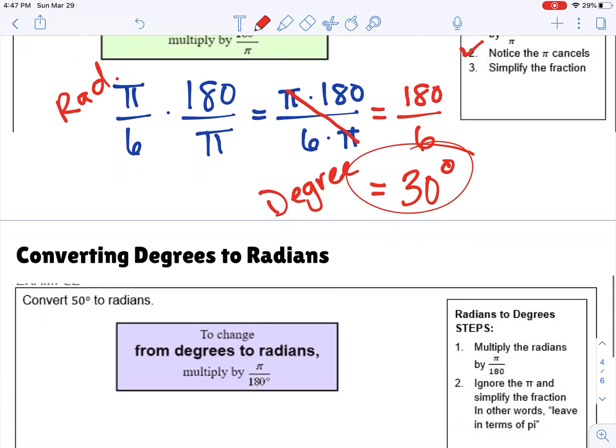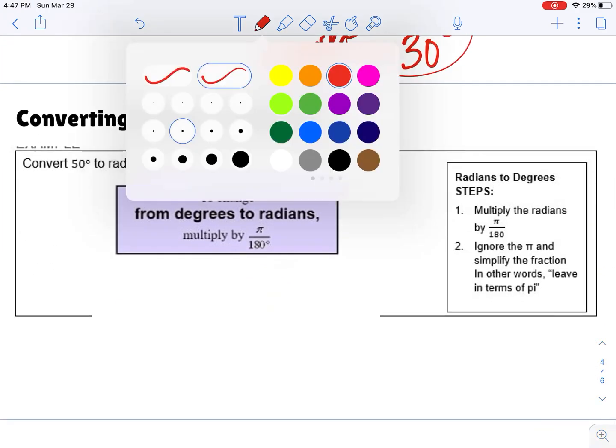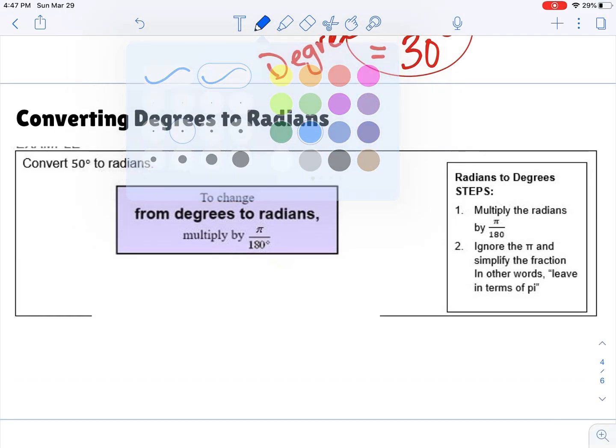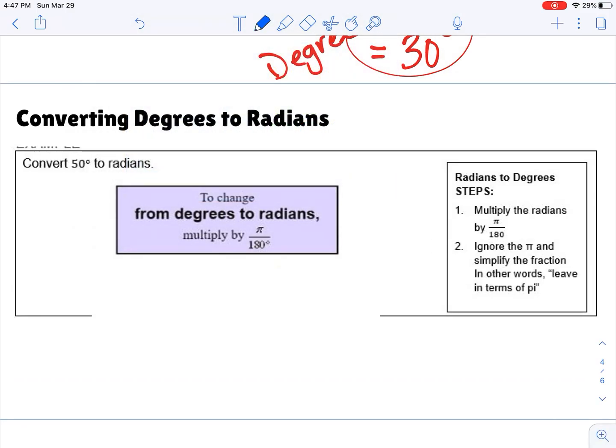Alrighty, let's go to degrees to radians. We're going to convert 50 degrees to radians. To do this, you multiply by pi over 180, because 1 degree is equal to pi over 180 radians. It gets a little confusing. So the first thing we're going to do is multiply 50 times pi over 180. We know that 50 is the same as 50 over 1, so you can rewrite it like that if you want to see the full fraction.